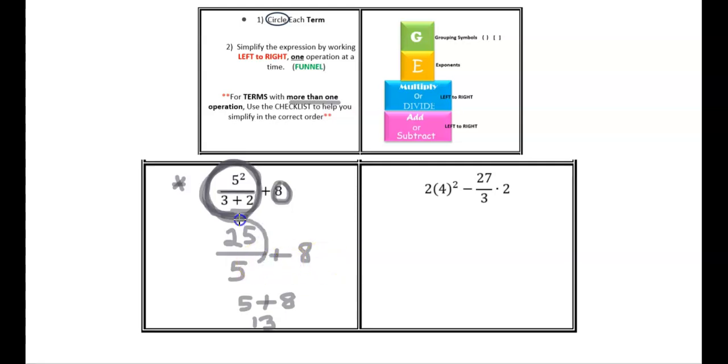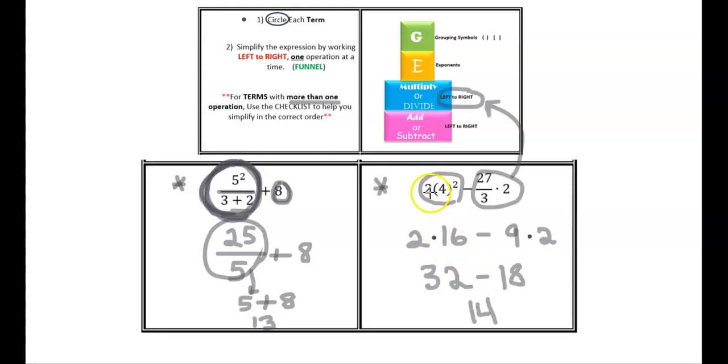Now we do the division. 25 divided by 5 is 5, plus 8, and 5 plus 8 is 13. So we had to clean up this term completely before we could add the 8 to it. Okay, you're going to try this next one on your own. You're going to pause the video, circle the terms, and then clean up each term, and then finally subtract when you're done. Turn the video on to see if you've got it when you're done working it through.